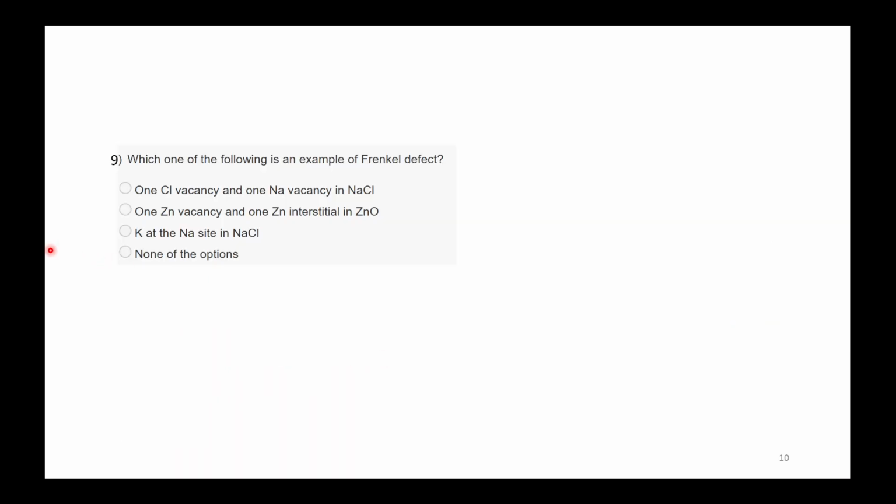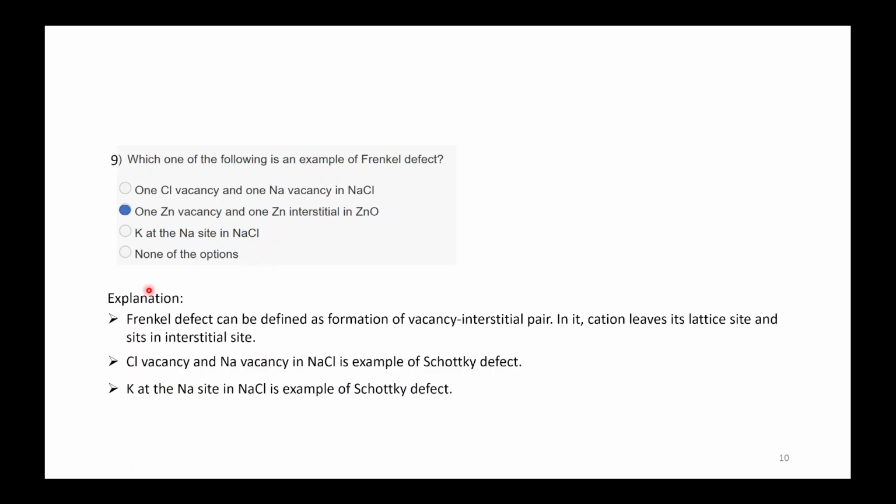Now which one of the following is an example of Frenkel defect? Your options are one chlorine vacancy and one sodium vacancy in NaCl, one zinc vacancy and one zinc interstitial in zinc oxide, potassium at the sodium site in NaCl, or none of the options. So your answer will be the second one, because as I told earlier, in case of Frenkel there will be a vacancy interstitial pair.